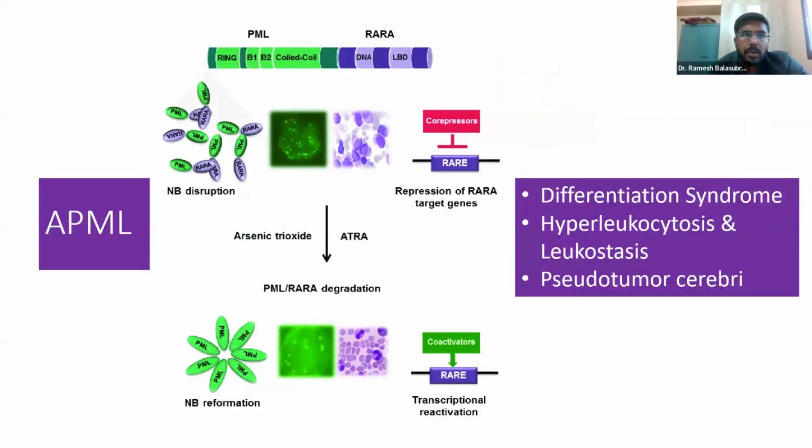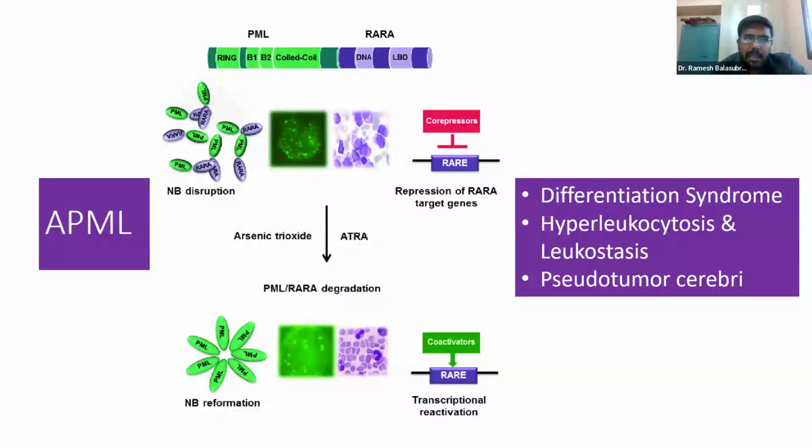So next we are moving to acute promyelocytic leukemia. Here two drugs are used. One is ATRA, all-trans retinoic acid. Next is ATO, arsenic trioxide. The mechanism of action is that both are differentiating agents. What happens in APML is that PML-RARA gets fused. Because of that, the nuclear bodies are disrupted. Nuclear bodies are actually needed for the differentiation of the promyelocyte into the mature cells.